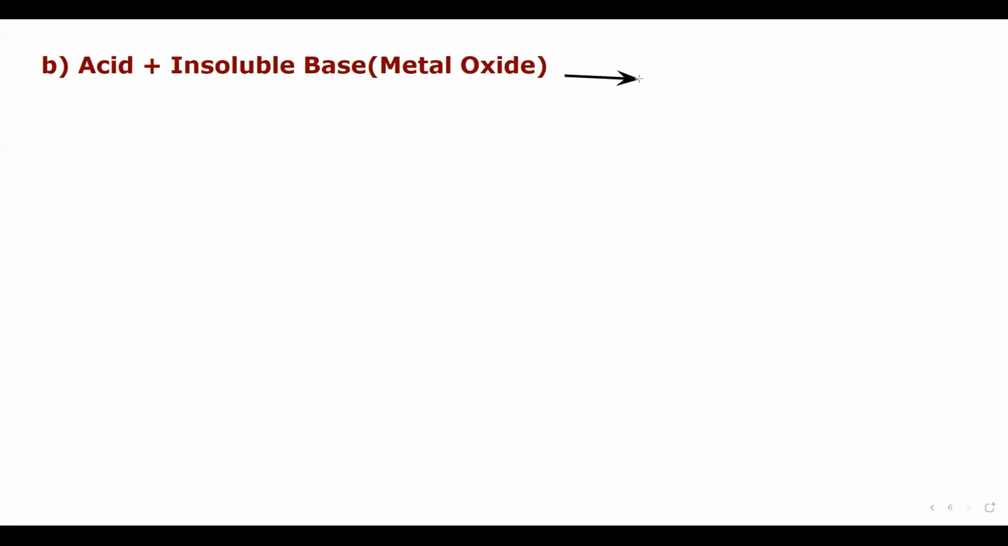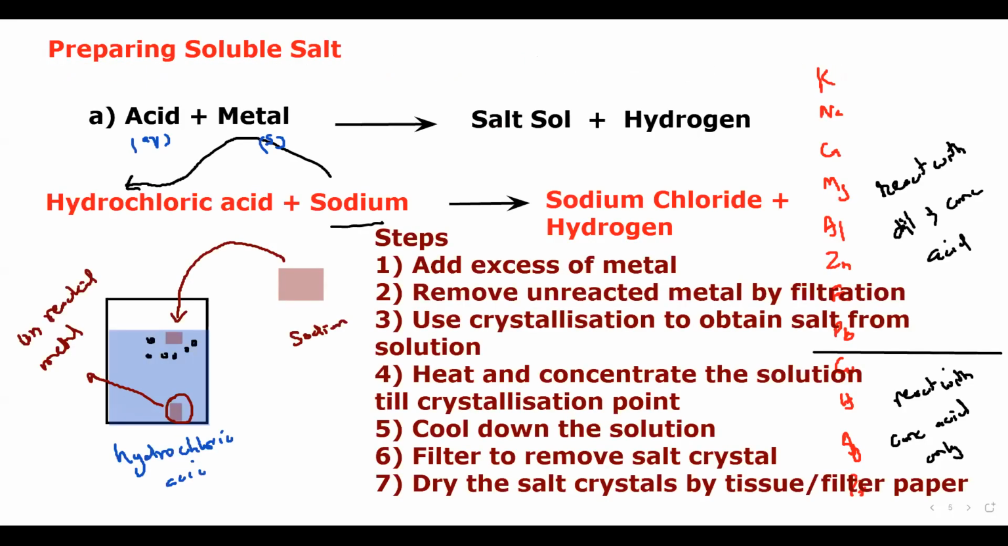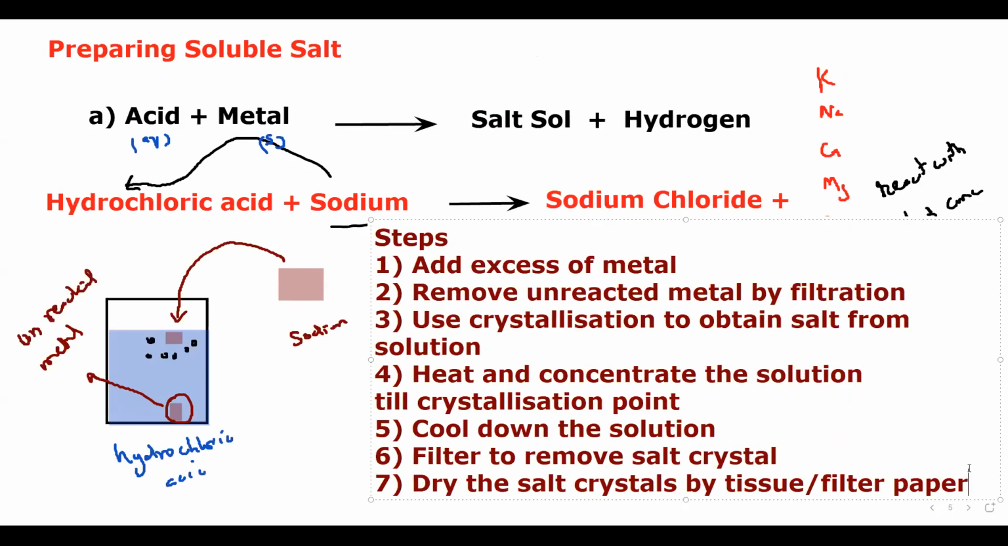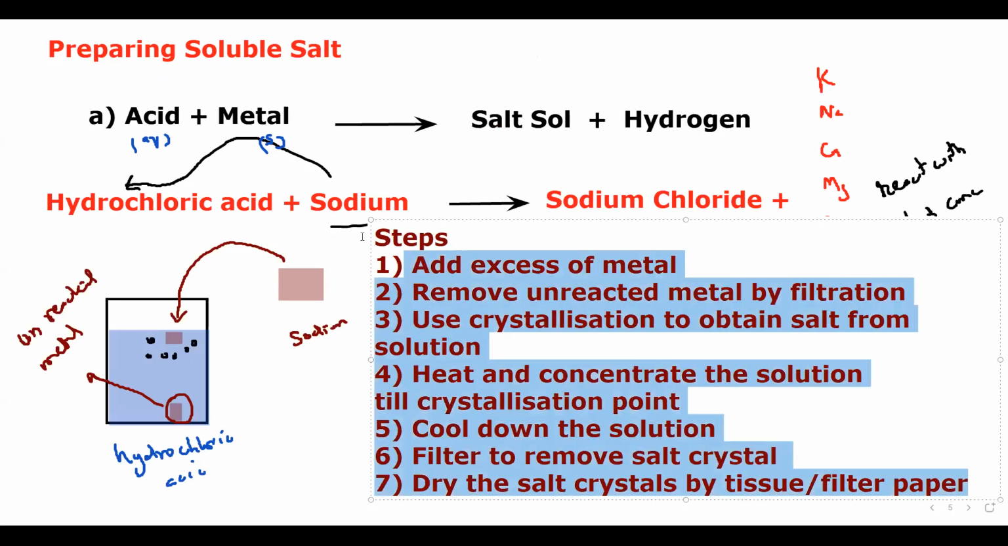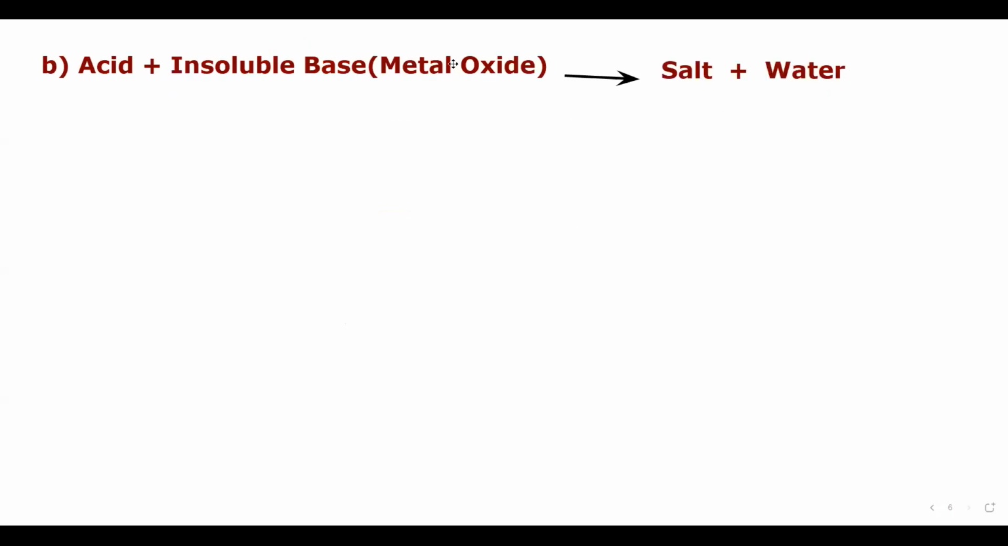So acid plus insoluble base, this will result in the formation of salt plus water. And this salt is not the solid salt, it will always be a solution. A salt solution will form, it will not be a solid salt. Like salt will be dissolved salt. So how we carry out the same procedure, but this time instead of adding a metal, we add excess of metal oxide.